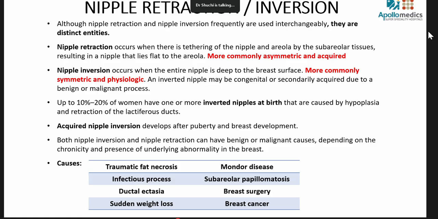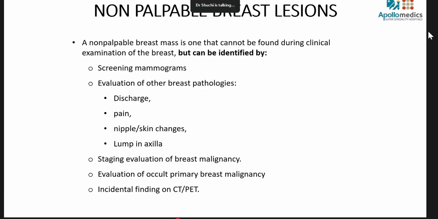Acquired nipple inversion develops after puberty or breast development. Both can have benign or malignant causes. We will be discussing the causes of nipple retraction: traumatic fat necrosis, Mondor's disease, infectious processes, papillomatosis, ductal ectasia, weight loss, breast surgery, and breast cancer.